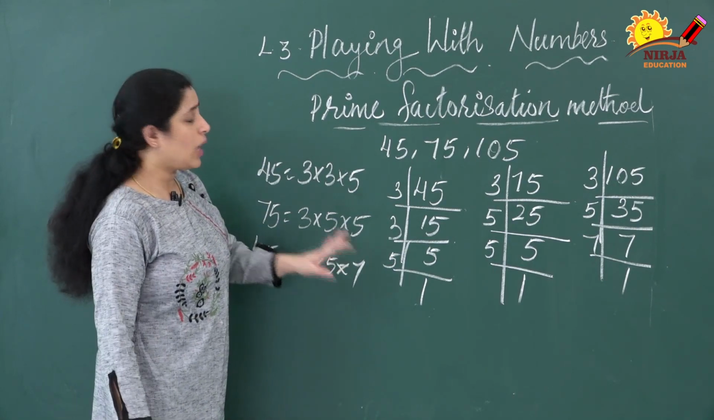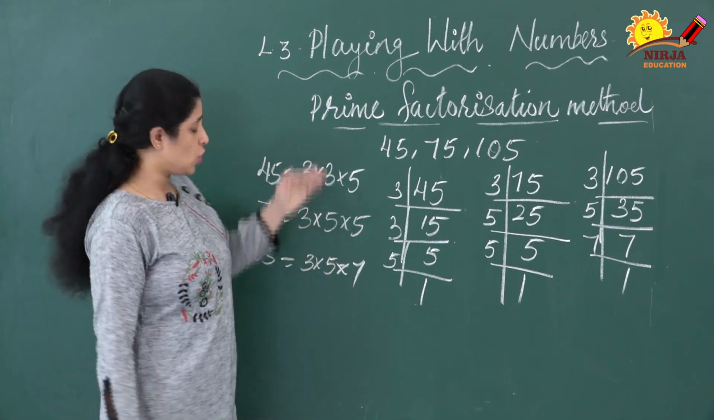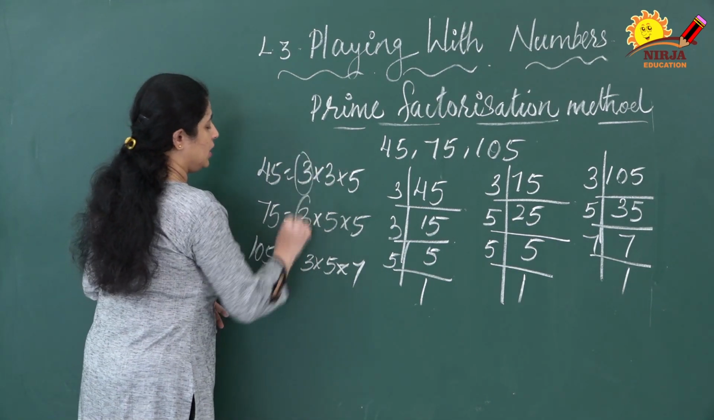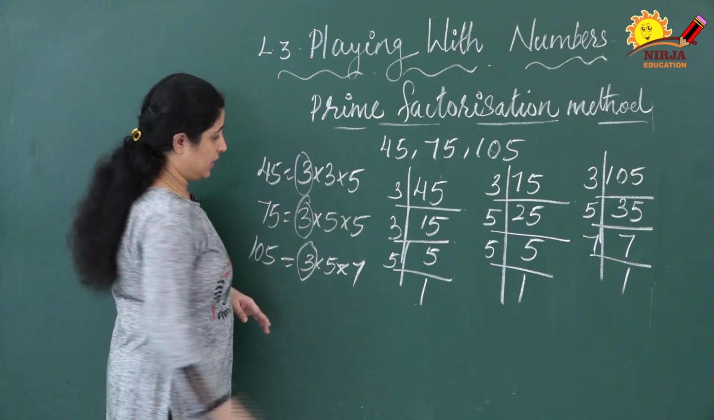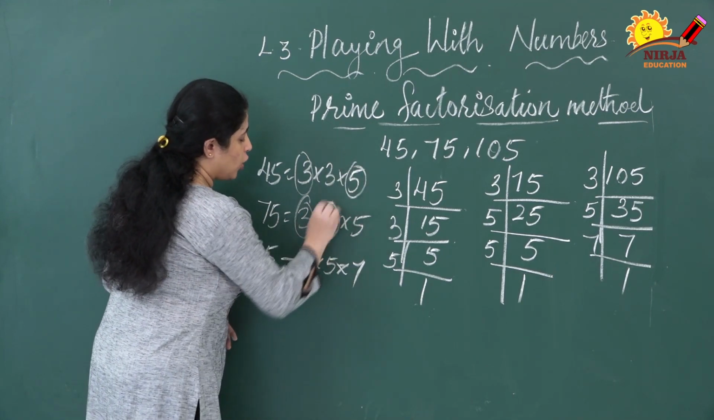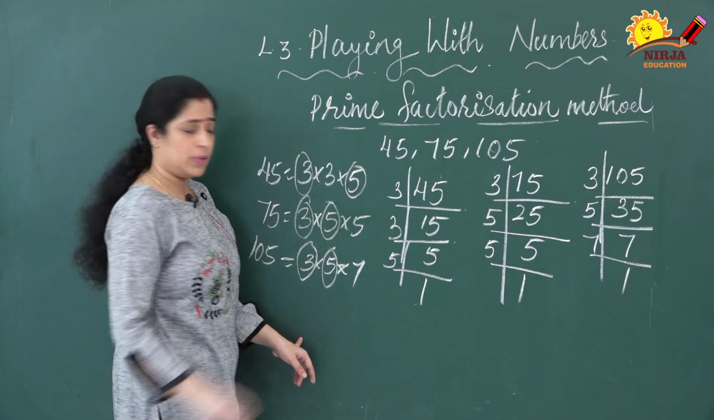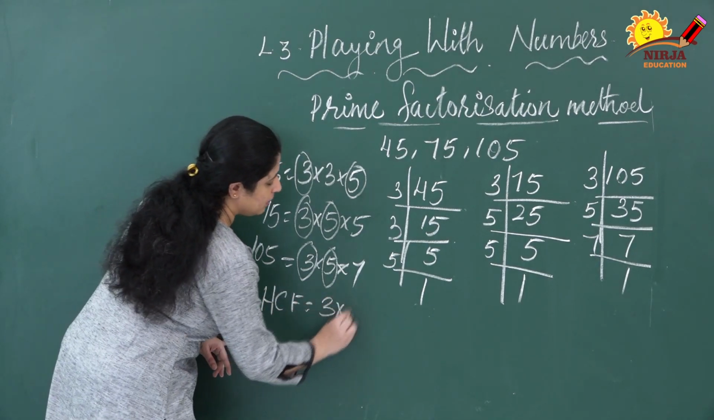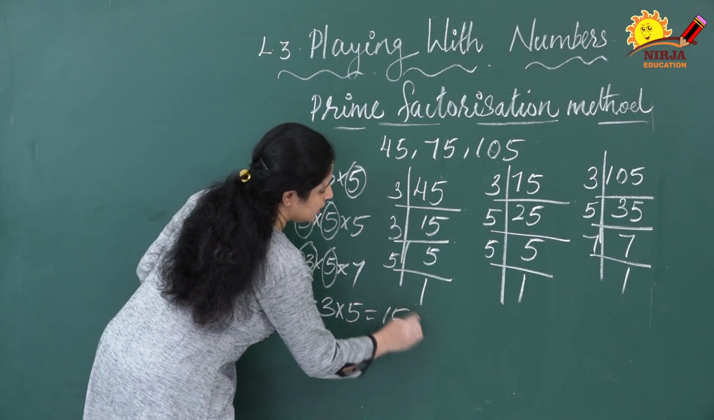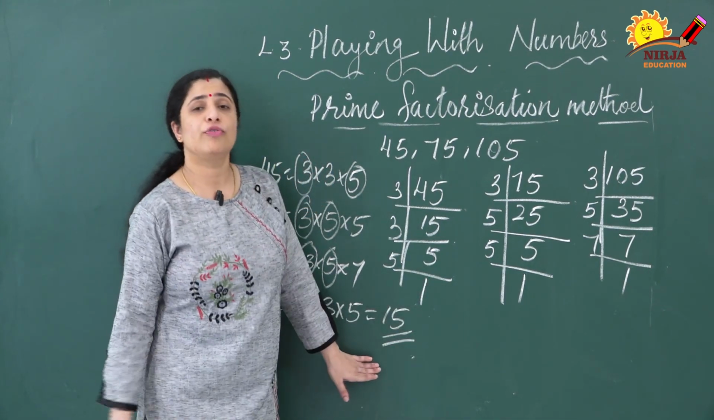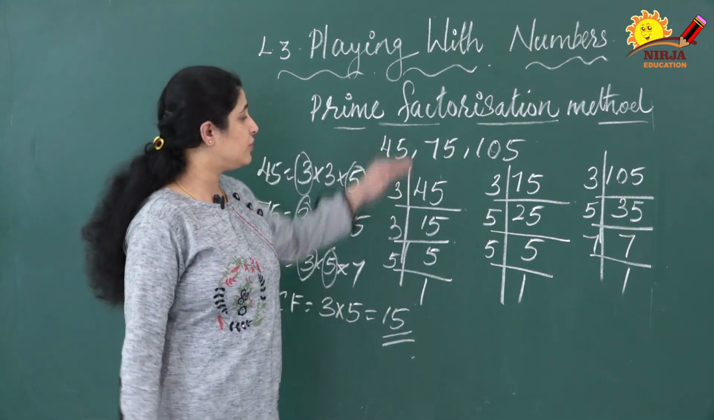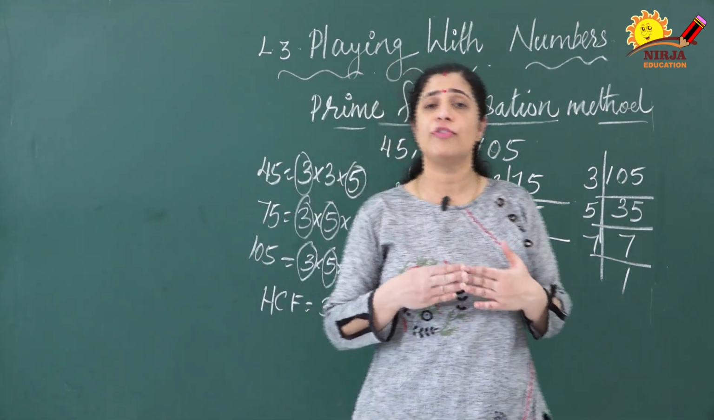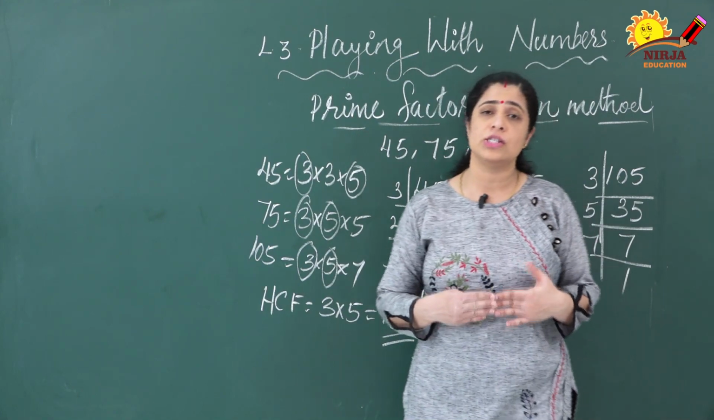So here you have to check the common numbers of all three numbers. So we will find that one. You know that 3 is common for all the three. Again 5 is common for all the three numbers. So HCF will be equal to 3 multiplied by 5, that is equal to 15. So 15 is the HCF of these three numbers. So this is how you have to find the HCF of numbers by the prime factorization method.